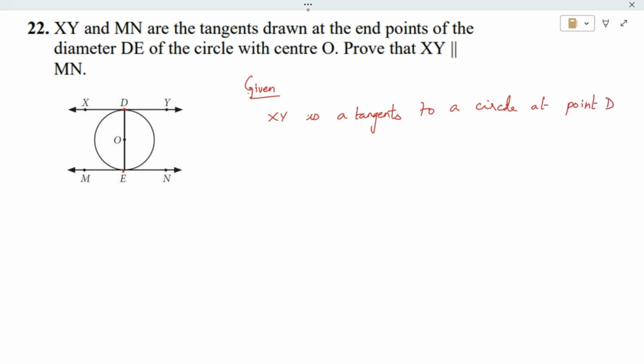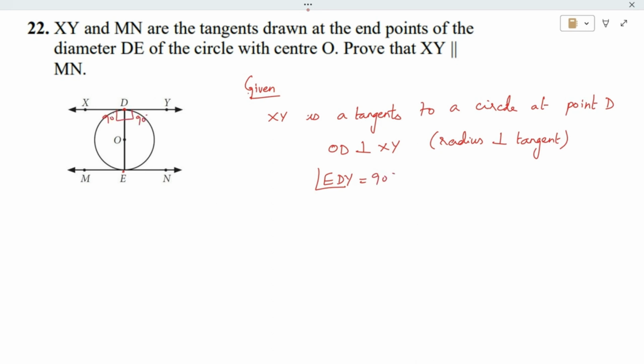So I know OD is perpendicular to XY because the radius will always be perpendicular to the tangent. We know that theorem, right? Hence, angle EDY will be 90 degrees. So this angle will be 90 degrees. Similarly, the other side also, isn't it?